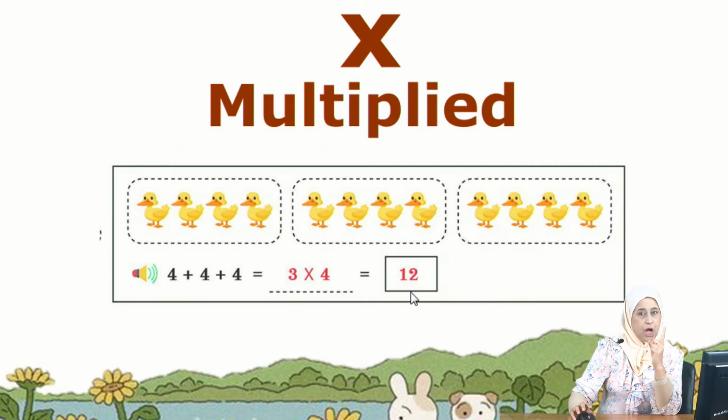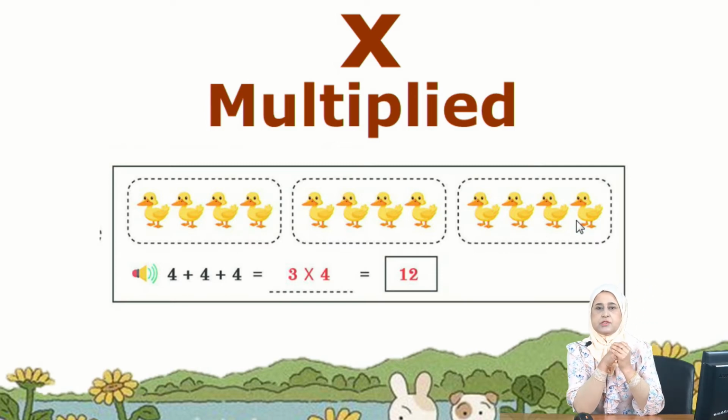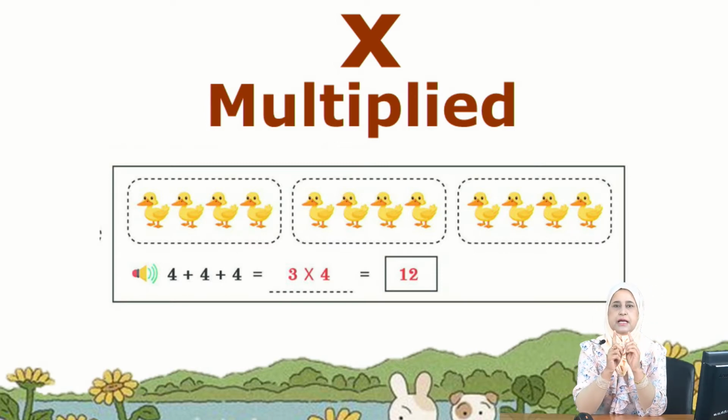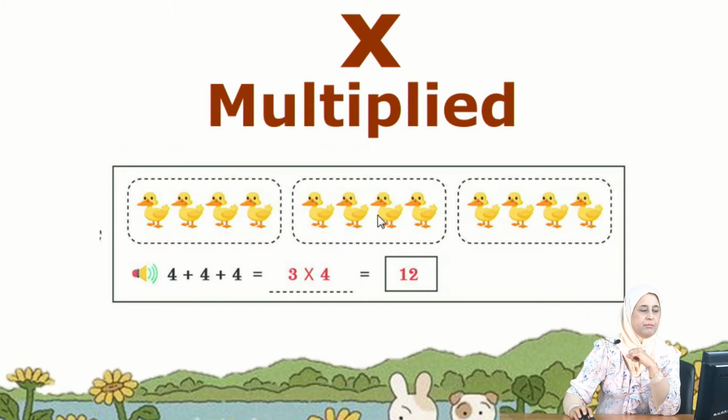How? Now you count with Teacher BB, okay? 1, 2, 3, 4, 5, 6, 7, 8, 9, 10, 11, 12. Students, all together, 12 ducklings. So we say multiplied. We call it multiply. 4, 4, 4, and 3 groups. 4 multiply 3 equals 12. Okay? So this is what we say multiply.